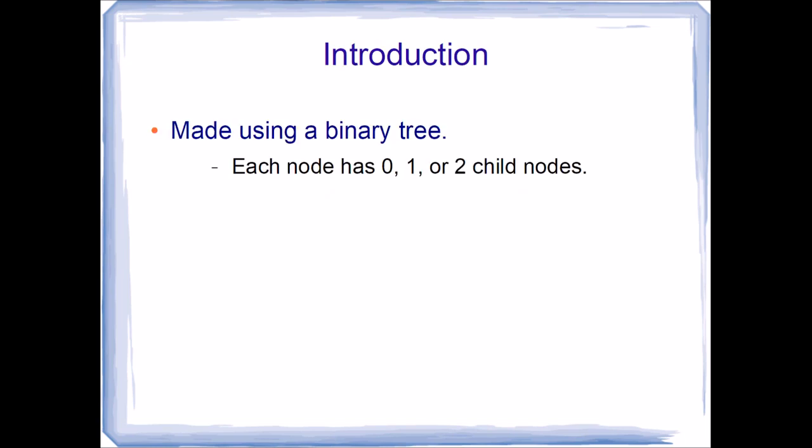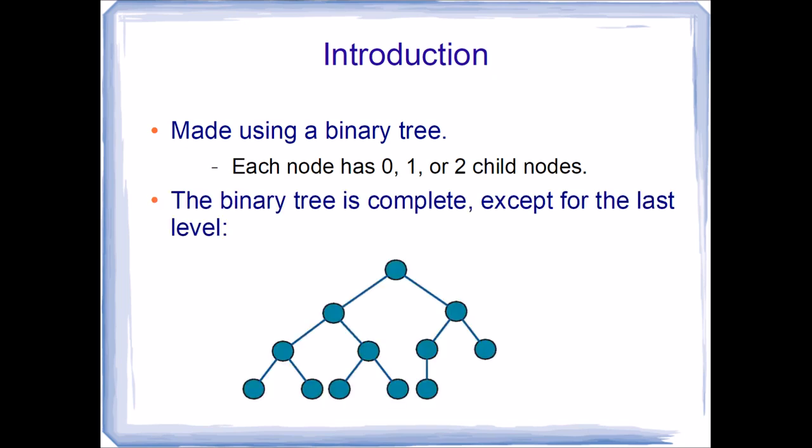So the heap data structure is a data structure that is made using a binary tree. The binary tree that implements the heap is going to be complete, with the exception of perhaps the last level, right? Every level of the tree is going to be full before starting another level. And the last level of the tree does not have to be full, okay? But values will be added to the tree from left to right on the bottom level. And as soon as the bottom level is full, we start another level.